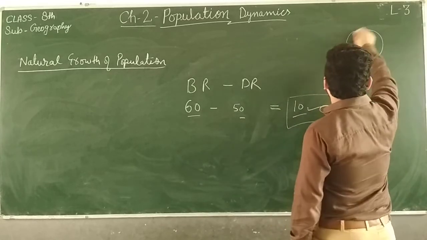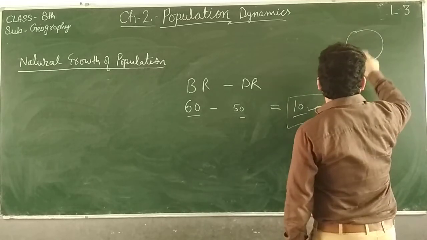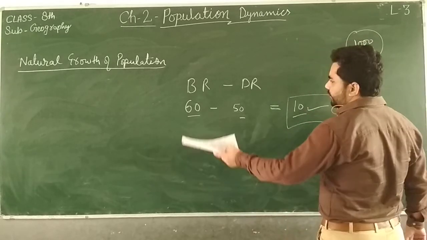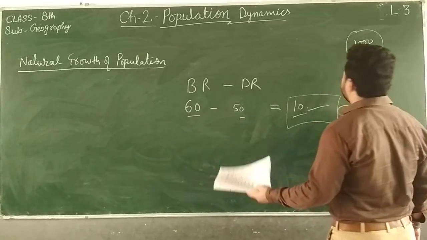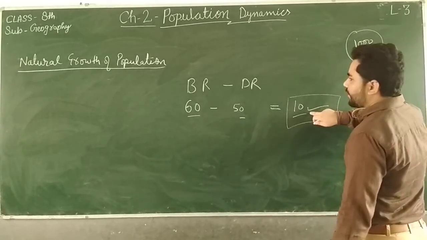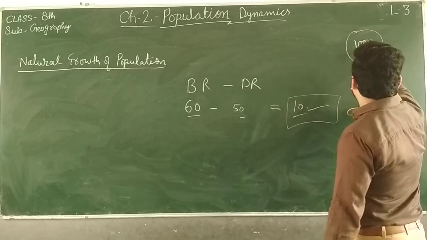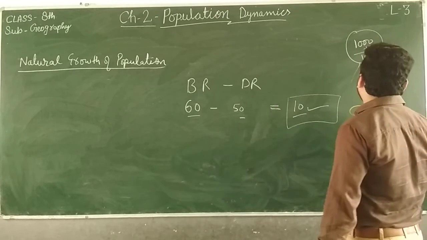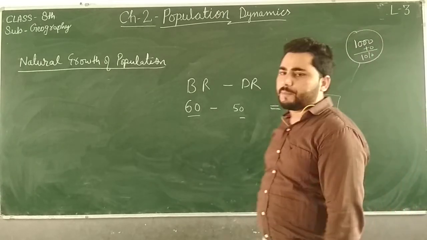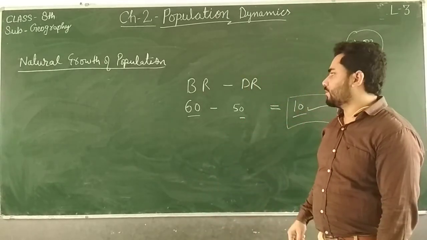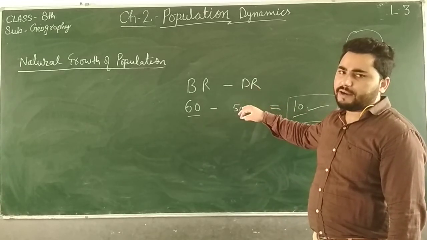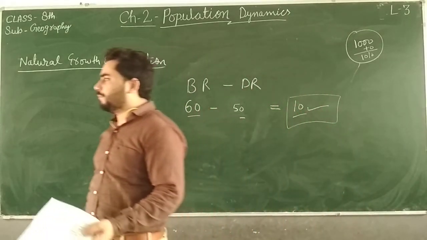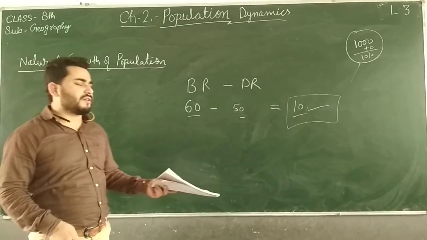Earlier, suppose at this place there were 1000 people, and then next year the birth rate was 60 and death rate was 50. So what will happen? This natural growth rate will be 10, so plus 10 will be added. Now it will become 1010. So this is called natural growth of population. How does population grow naturally? The numbers of people who are dying are subtracted from the numbers of babies taking birth.